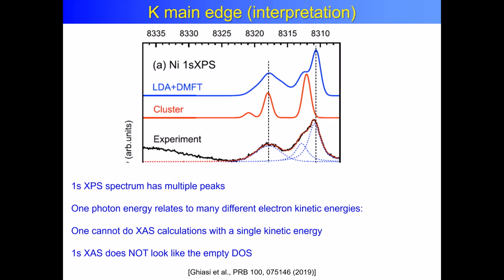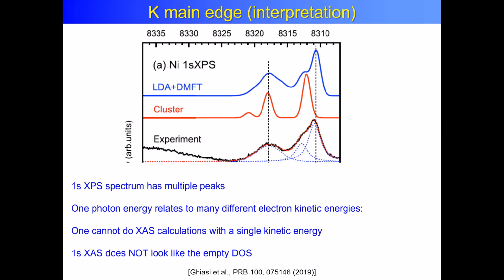So this means that one photon energy, so this is an XPS spectrum taken, let's say, 100 electron volts above the edge, relates to many different electron kinetic energies. This is not normally included in the density functional calculation because that takes a single kinetic energy. If you take FEFF, for example, or multiple scattering codes, you assume that your photon energy in X-ray absorption gives a single kinetic energy, and you take that energy to do your multiple scattering. So just the shape of your XPS spectrum shows that that's not correct.